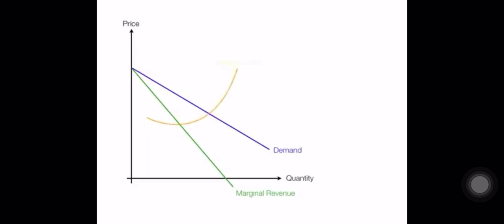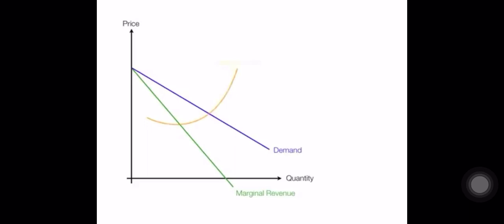And where is that point? Yes, the point where the yellow curve meets the marginal revenue curve, the green line. So that point gives us the profit maximization quantity. Okay? It also gives us the profit maximization price.